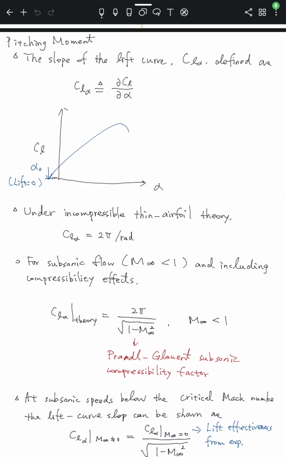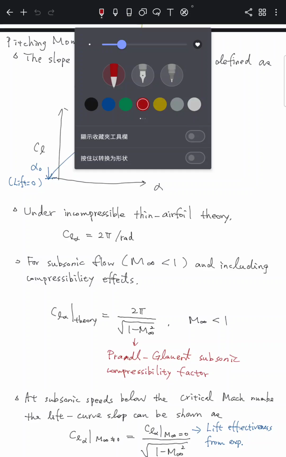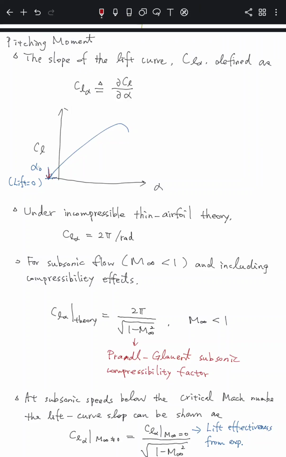Class, I'll give you a quick review of pitch moment and also the lift. The slope of the lift curve, CL alpha, is defined as partial CL over partial alpha. Please notice that where the lift coefficient equals 0, this point we call alpha 0, right? So this is our lift coefficient.